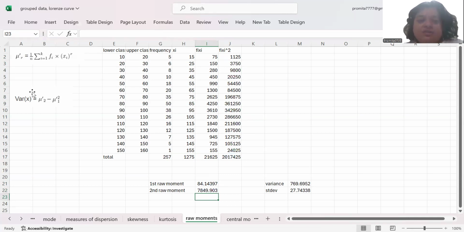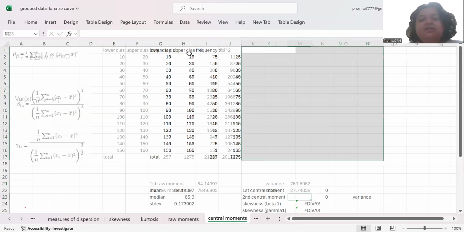Now I can use this formula to calculate the variance. We know the second raw moment, so the variance is the second raw moment minus the first raw moment square. This is my second raw moment minus first raw moment square, which gives me the variance, and the square root of variance is the standard deviation. So this is how I can calculate the variance and standard deviation using the concepts of raw moments.